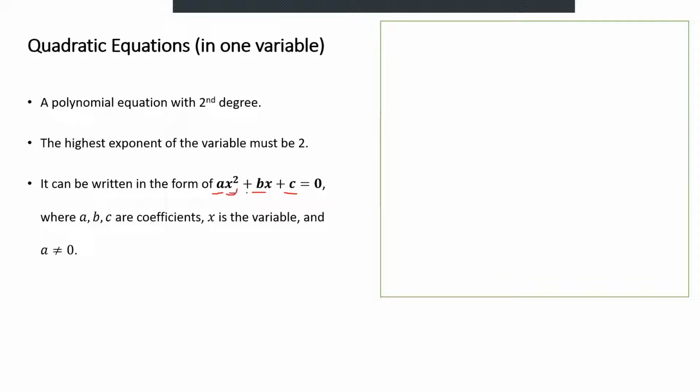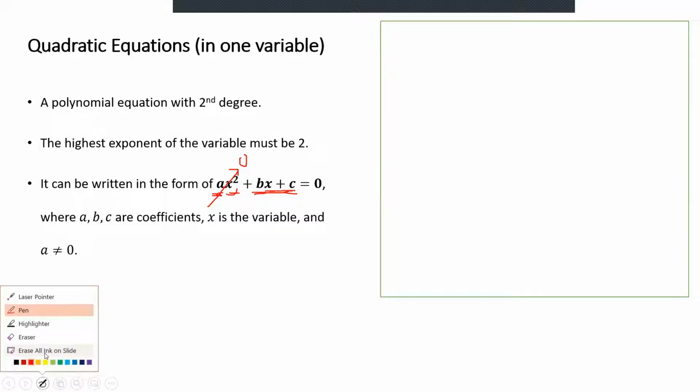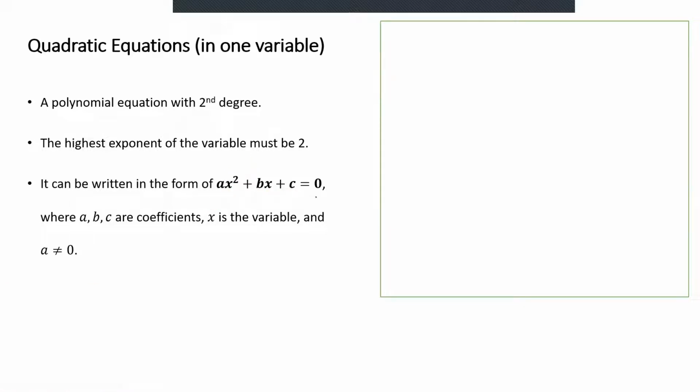So this is x squared and x. You see, x is the variable and a must not be equal to 0. So imagine if a is equal to 0, this term will be 0, and this is a linear equation. Okay? So this is the general form of quadratic equations, ax squared plus bx plus c is equal to 0.